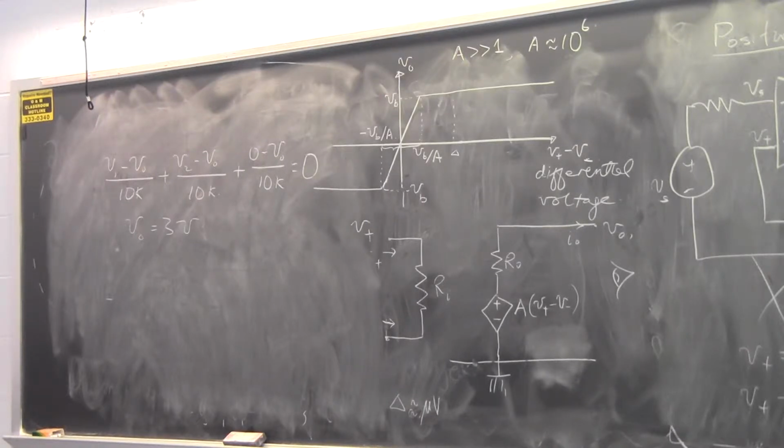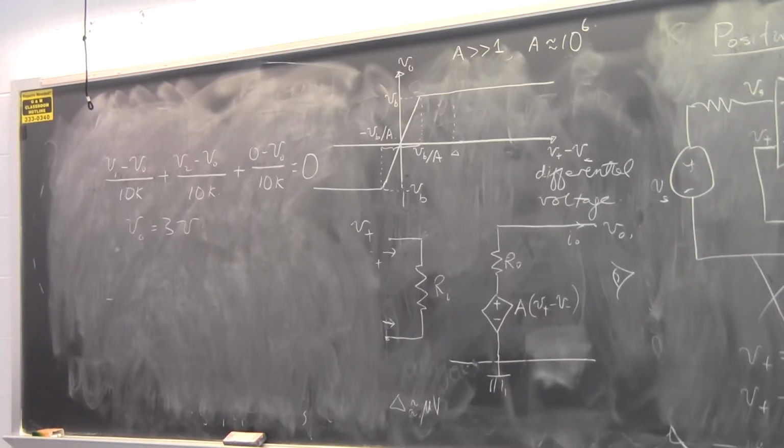This one I have in my notes over here. V0 is equal to 3 volts. Okay? So if you solve this equation, we get 3 volts. So are there any other questions regarding this?